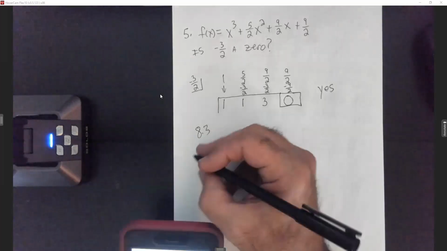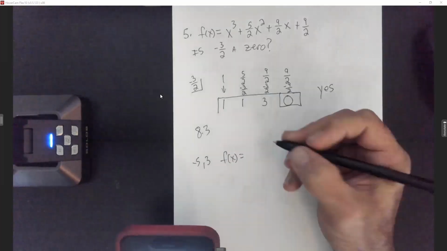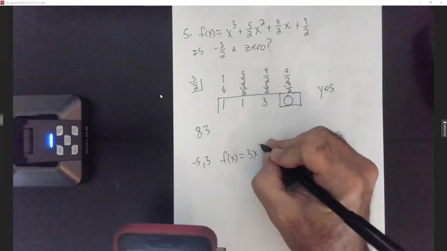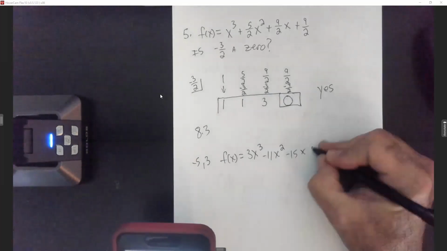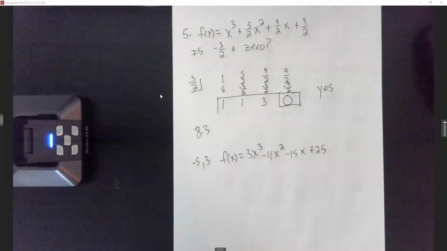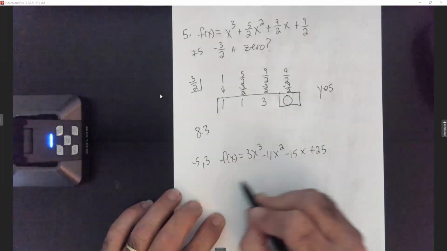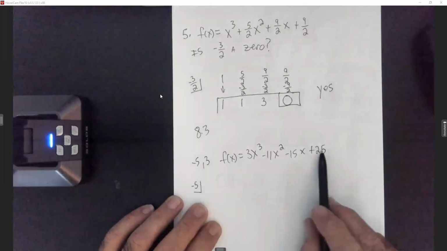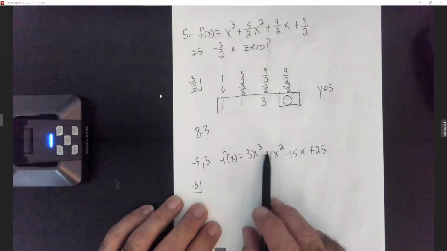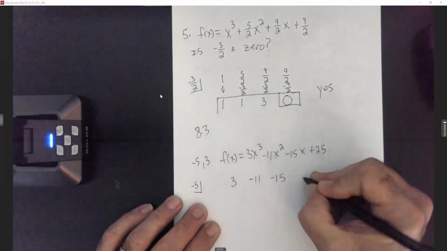So this one had a -5 and a 3. They gave us f of x equals 3x to the 3rd minus 11x squared minus 15x plus 25. So we're looking at something like yes, yes, no, no, yes, no, no, yes type answers, okay? So are these two numbers zeros? Remember, we're going to try that -5 first. We got 4 coefficients, which is what we needed because 3 plus 1. So let's write them down. 3, -11, -15, and 25.